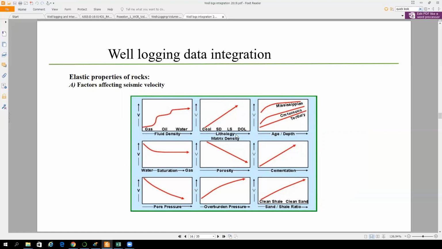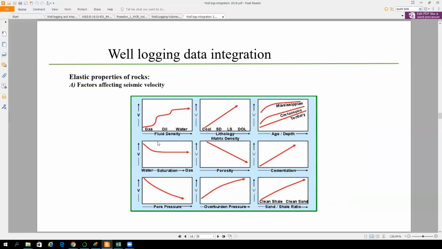In terms of lithology, we see that the velocity is changing also with the lithology type. In the coal, we have the low velocity, and sandstone is larger, and limestone is larger, dolomite is the largest. And it will change also in function of depth and or age. The more the rock is getting deeper, the more the velocity will increase because of compaction and consolidation and cementation.